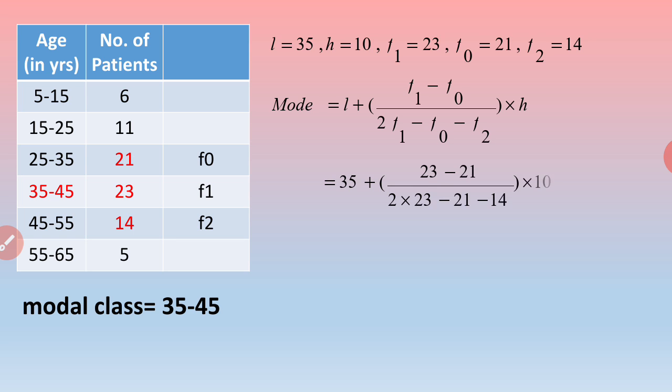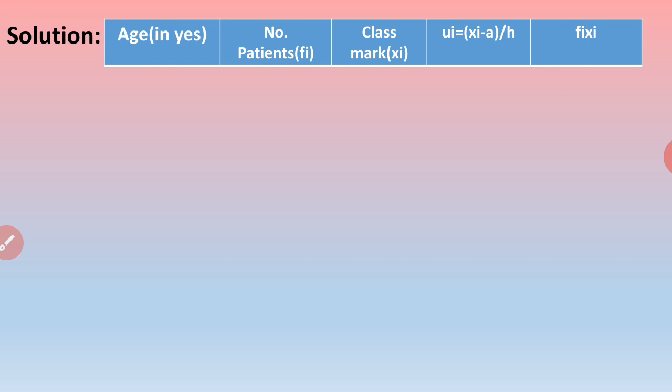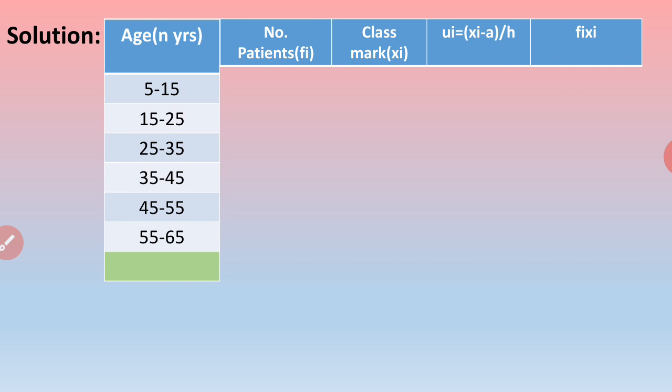We are now going to substitute all the values correctly in the formula and solve it. The modal age of the patients is found to be 36.8. Let us proceed to finding the mean part.